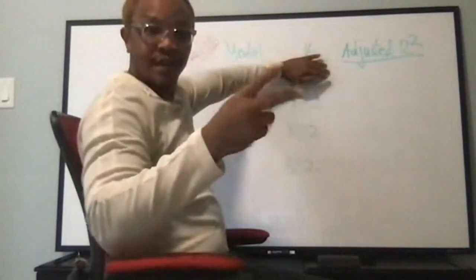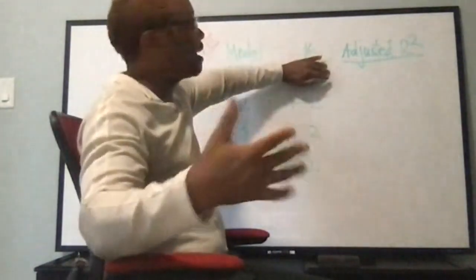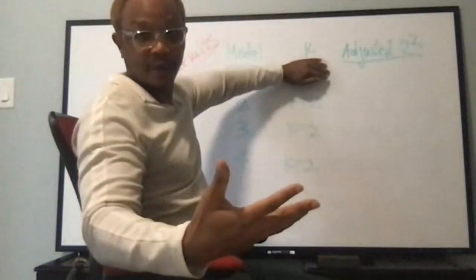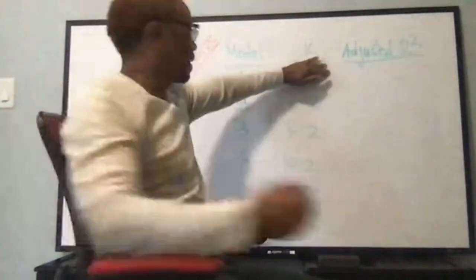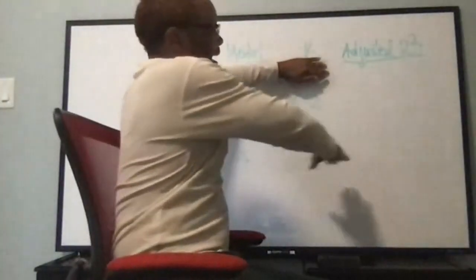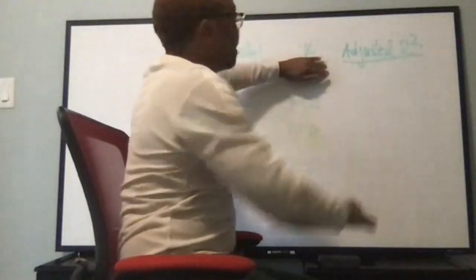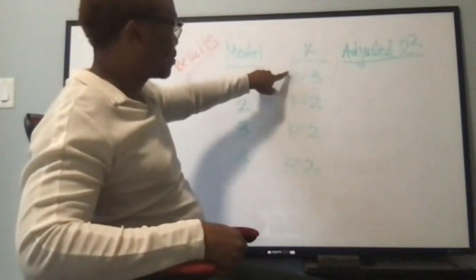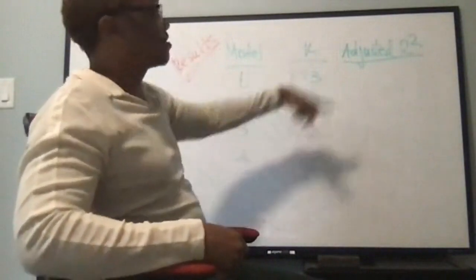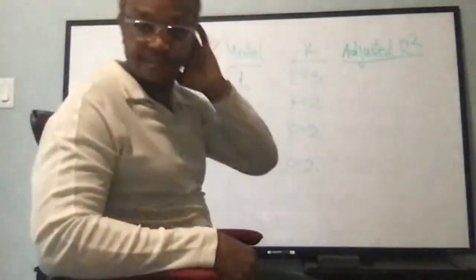If those were the comparisons that I'm comparing, then I don't use adjusted R squared. I could use the regular multiple R squared in these cases right here, and then I can use those to compare. But as soon as I introduce this one where K is different, see K equals 3, 2, 2, 2, then that's when I have to use the adjusted R squared.